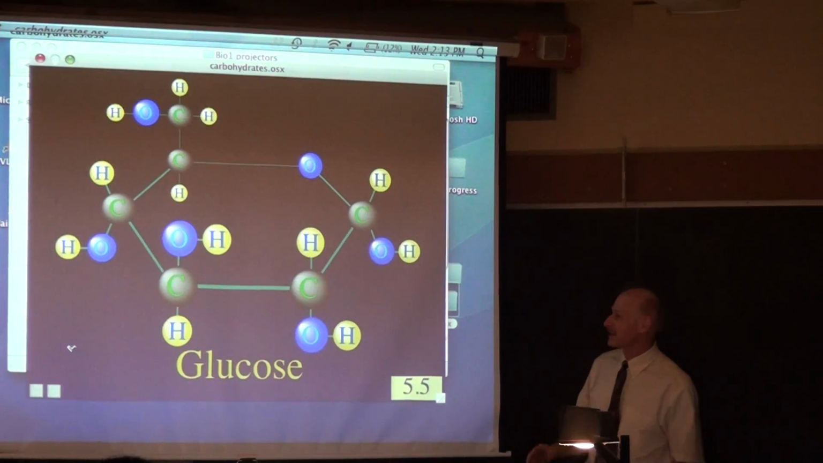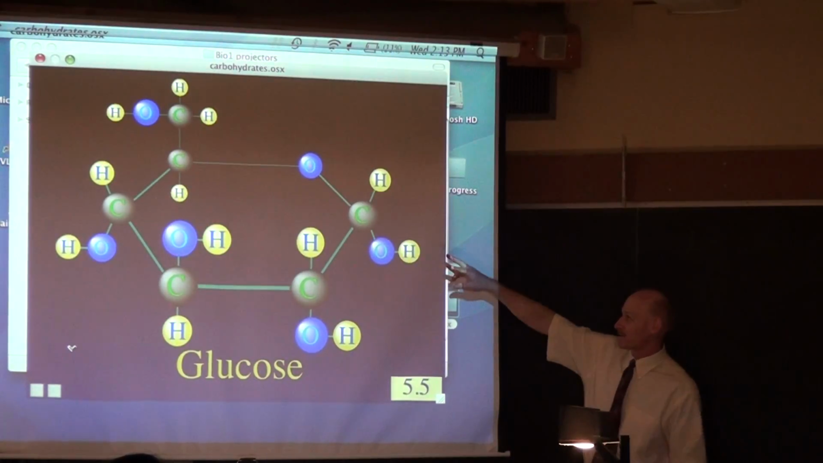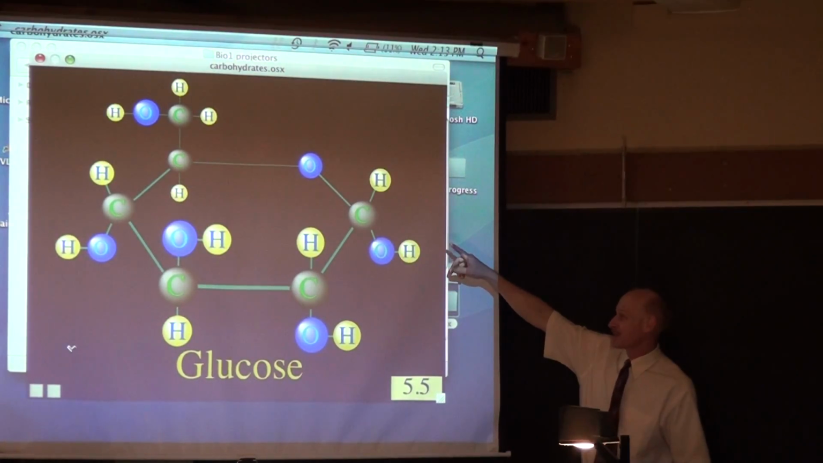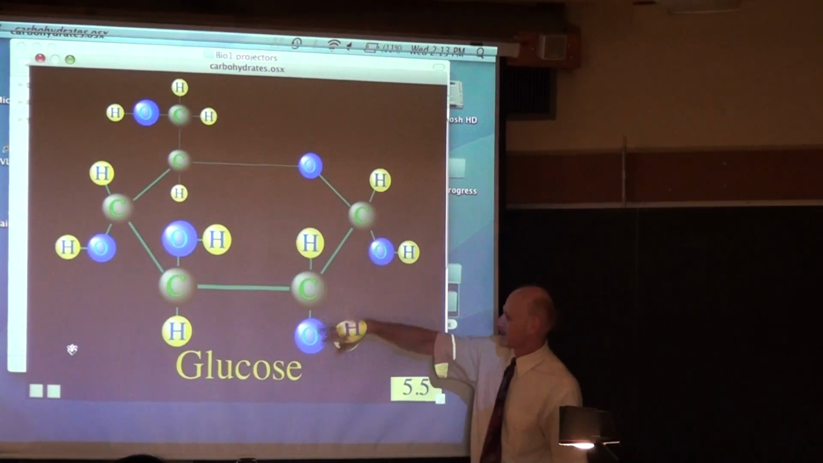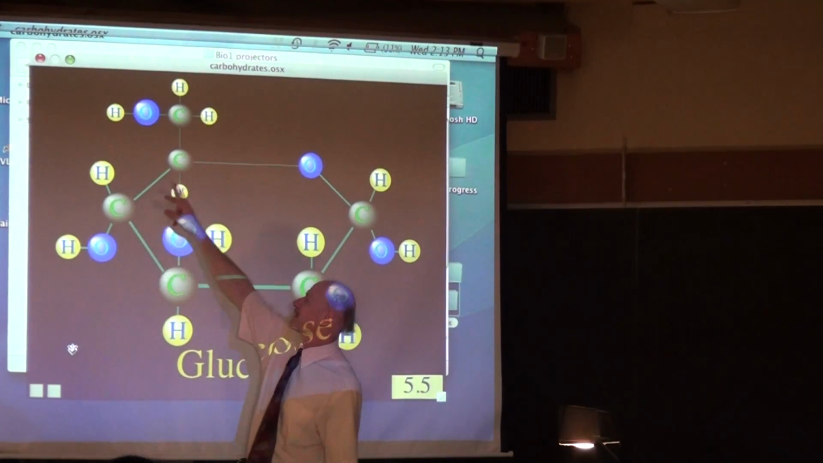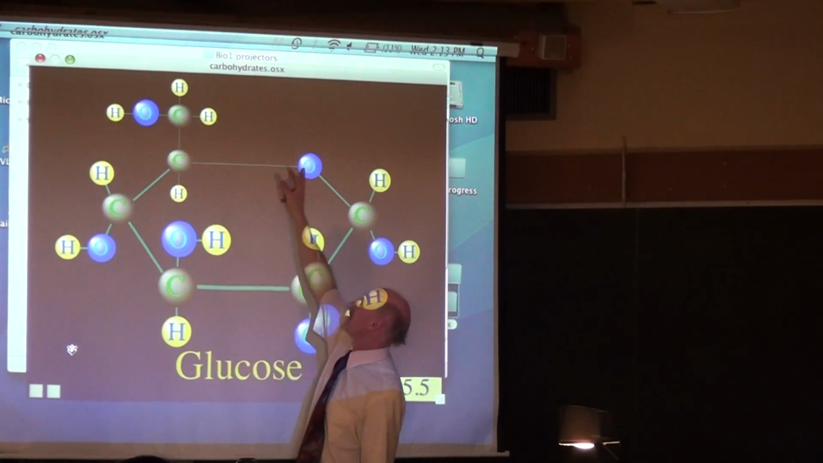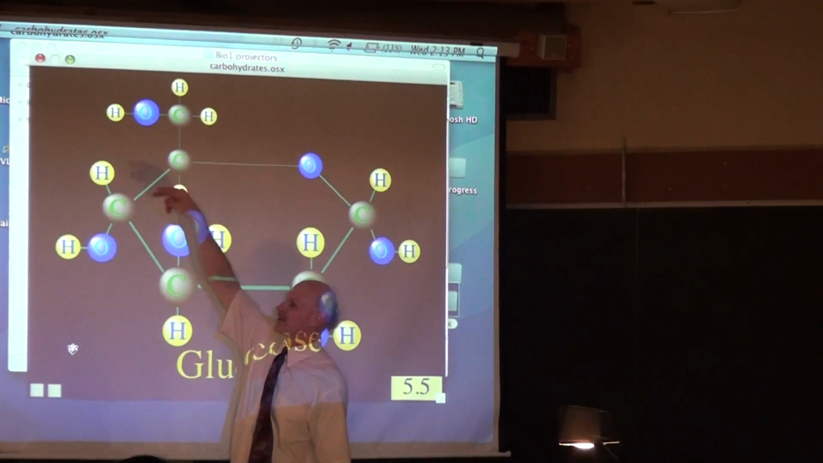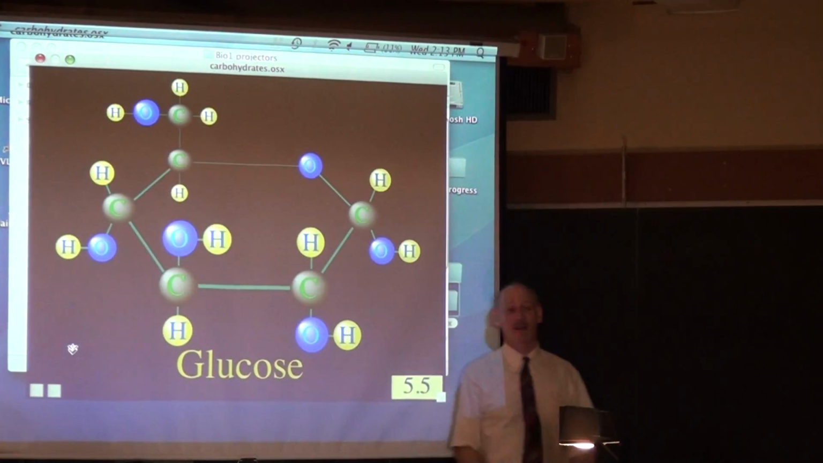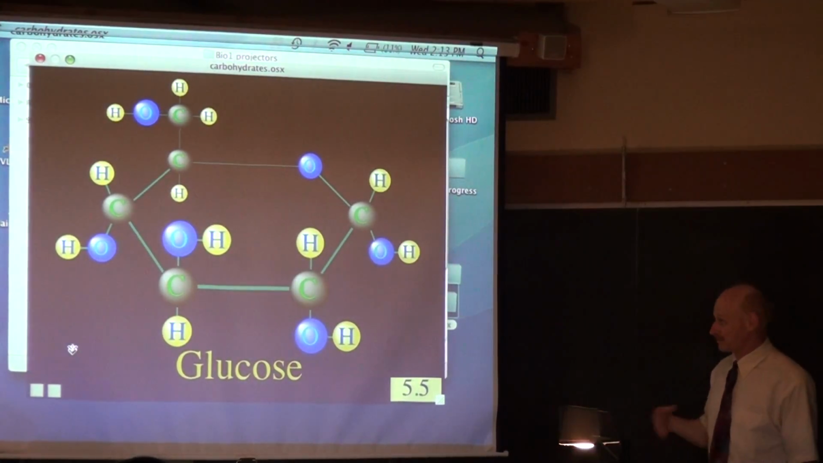Notice a few things about it. It's got a lot of carbons, well, 6 carbons, and each one of those carbons has at least one OH stuck onto it. This carbon does, this carbon does, this carbon does, this carbon does. I guess this one doesn't actually have an OH, but it has an oxygen stuck onto it, and that one's an OH. So, very hydrophilic molecule.